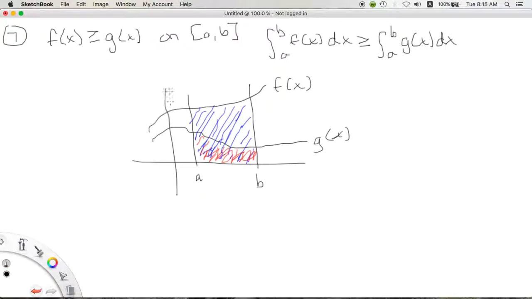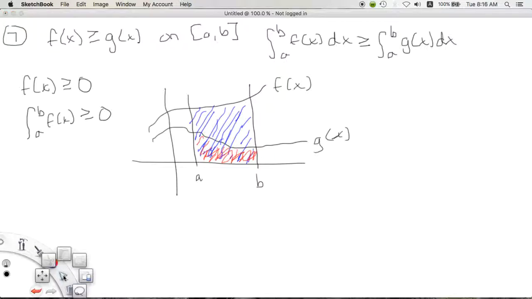Now, more specifically, if you know that f of x is above the x-axis, it's greater than or equal to 0, then you know that your area has to be greater than or equal to 0, because all this is doing is using g of x equal to 0, but that's a more specific case.